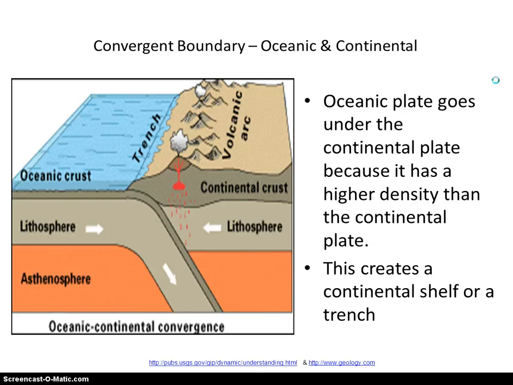of boundary. So at a convergent boundary, when oceanic and continental plates come together, the oceanic plate sinks under the continental plate. If I were you, I'd just draw myself an arrow that shows that. And this creates a continental shelf or a trench, kind of like Finding Nemo, that big continental shelf where Nemo's mom died. Something similar.